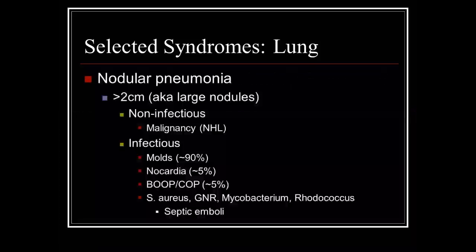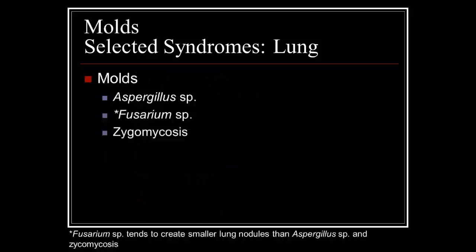Just a few words about large nodules. If the patient just came off the street, you would have to be concerned for malignancy. In terms of infectious etiology, about 90% are molds, 5% Nocardia, 5% BOOP, and then a variety of other ones, but those tend to be smaller nodules, not so much larger. A few words on the molds that are my favorite: Aspergillus, Zygomycetes, and Fusarium.